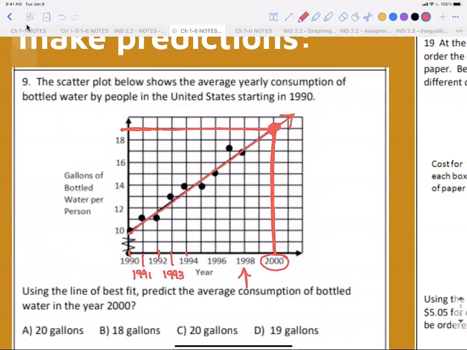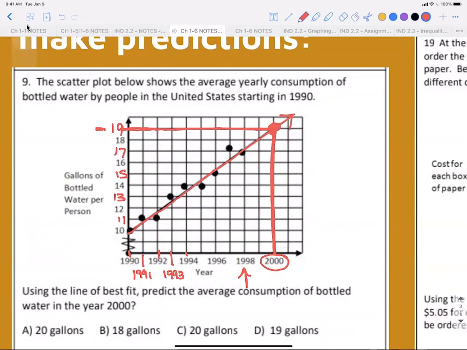Well, again, you've got to look at what these numbers mean. You've got 10 and 12, which means that's 11. So that one's 13, that one's 15, 17, 19. So you can predict based on your trend line that in the year 2000, each person will use an average of 19 gallons of bottled water. So that's where your trend line comes in.